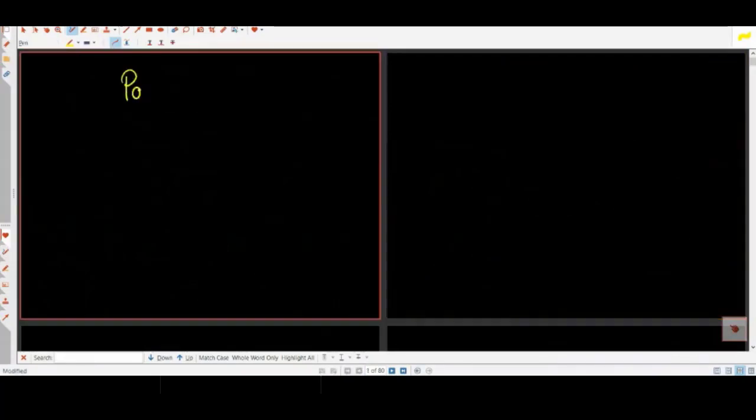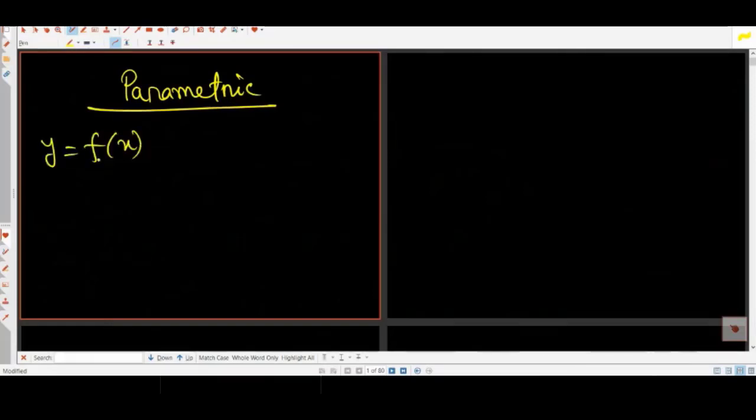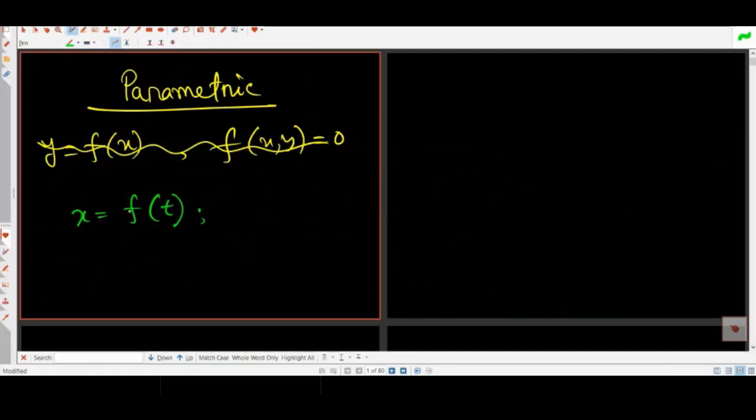Sometimes you will see some functions which are known as parametric functions. It is not in the form y equals f of x. It is not in the form f of x comma y equals 0. But it is in the form x equals f of t. So x is a function of t, and y is also a function of t. So in that case, how can we find the derivative dy dx?